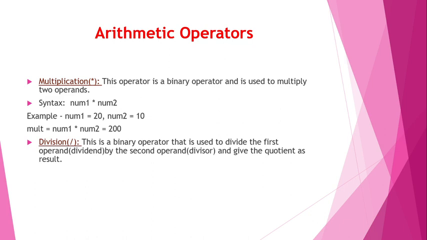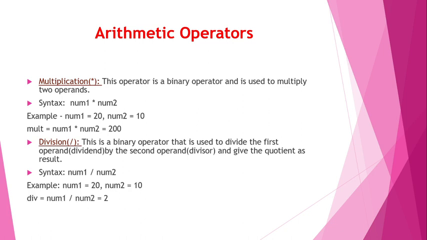Next is division. This is a binary operator that is used to divide the first operand by the second operand and give the quotient as a result. And its syntax is num1 divided by num2. For example, num1 is equal to 20 and num2 is equal to 10. When we divide 20 by 10, it gives the answer 2 because 2 is the quotient.